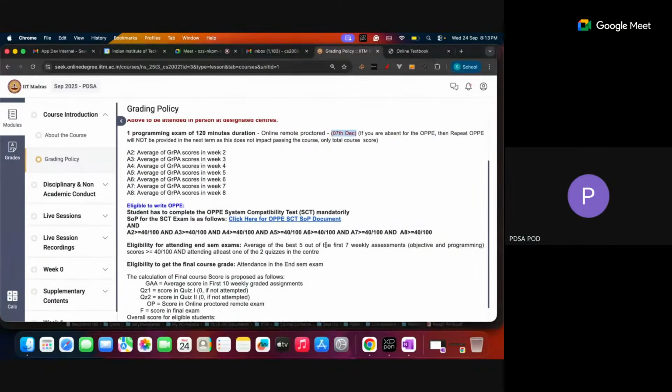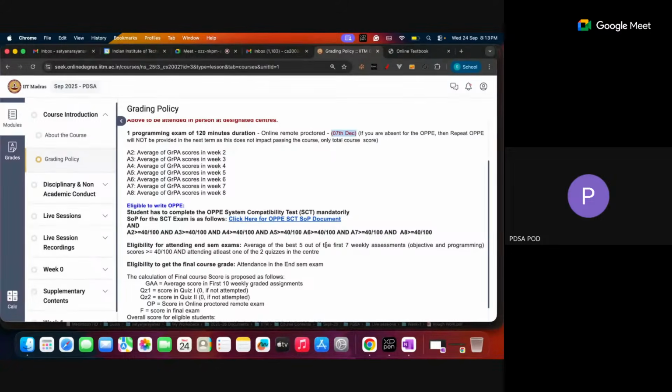Because last time also somebody said, sir, I missed A3, I missed A4, please give. No, there is a policy, and we cannot change that policy. So be careful. Every week you should do the graded programming assignment on time, and you have to reach 40% and above. The combination of all these is considered for eligibility for OPP.